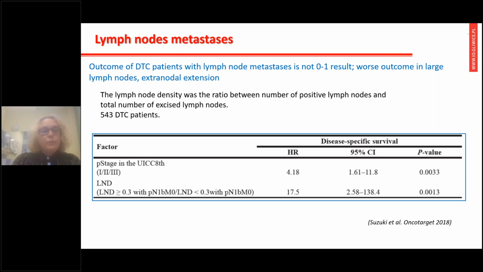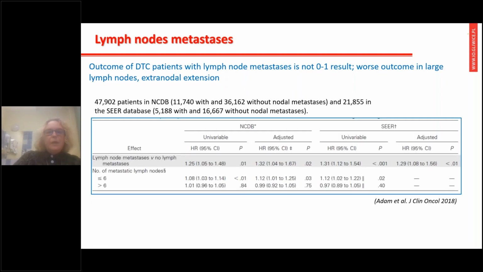It's, for example, to count the lymph node density, so the ratio between the number of positive lymph nodes and the total number of excised lymph nodes. And here is the work from Japan, I think. The disease-specific survival was better in those patients where this density was lower than 0.3. And here is also an American study based on big databases that shows that if we have less than 6 lymph nodes excised, the risk of recurrence is higher.